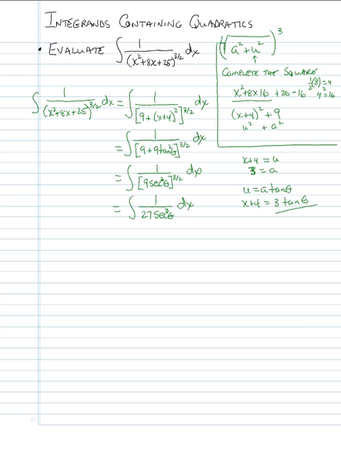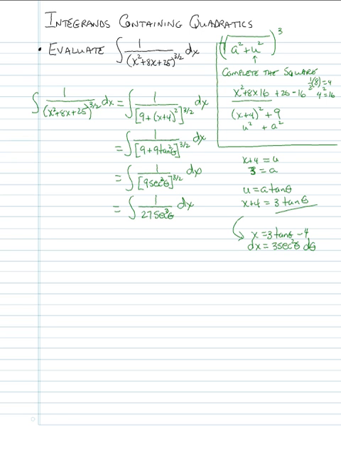Now, let's turn our attention to this dx. To figure out what dx is, we need to know what x is. And right here, we can say, since x plus 4 is equal to 3 tangent theta, then x itself is 3 tangent of theta minus 4. That allows us to calculate dx, because we just take the derivative of the right side with respect to theta. The derivative of tangent theta is secant squared theta, so we get 3 secant squared theta, and the derivative of a constant is just 0. So we get 3 secant squared theta d theta as our dx.